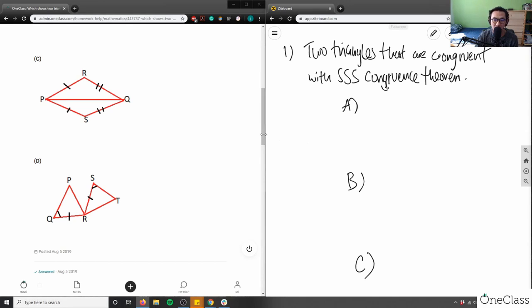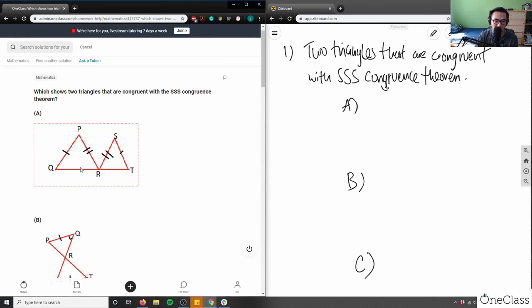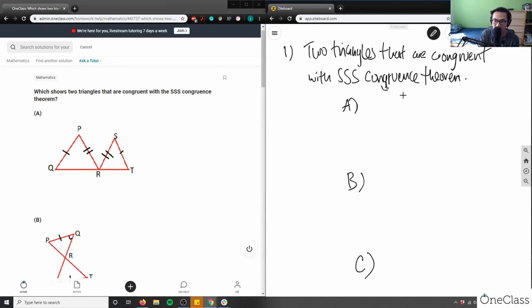So let's look at A first here. We have PQR and RST as our triangles. As you can see, this dash here and this dash here means that they are the same length for this side and for this side. So QP is equal in length with ST, and then PR is also equal in length to RS, because these dashed lines represent that they're equal in length. So two sides are equal to each other.